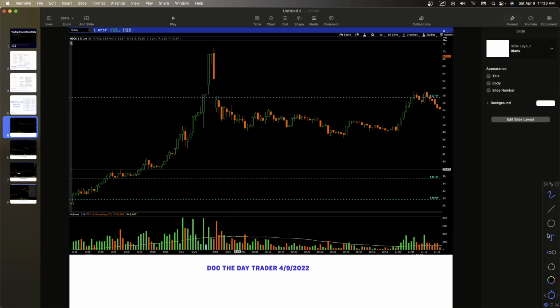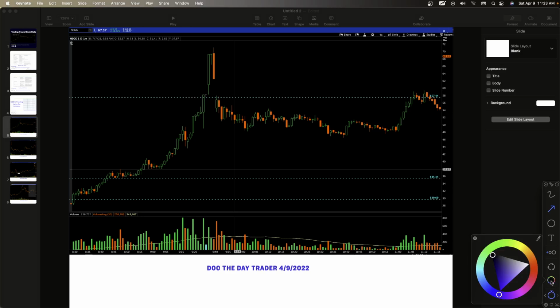Get on my correct drawing tool. There we go. All right. Basically, we're going to talk about this particular halt here. I'm going to be back on white. So this is where it halted. I guess you could actually say here, but anyway, this is the halt right here. This is where it resumed.